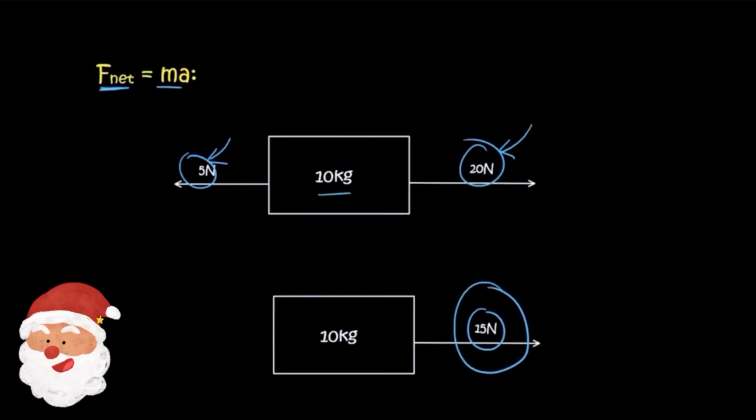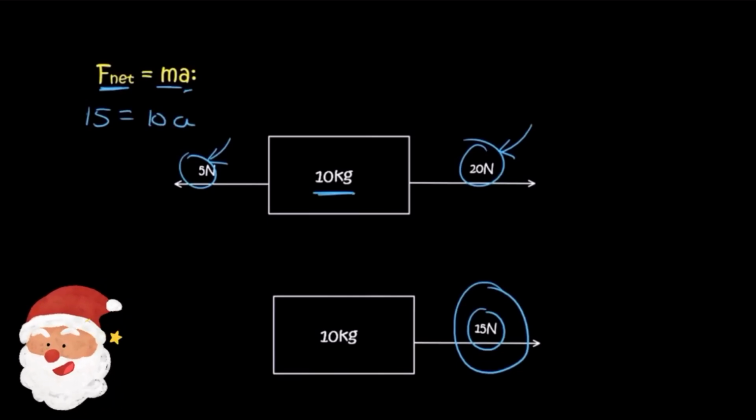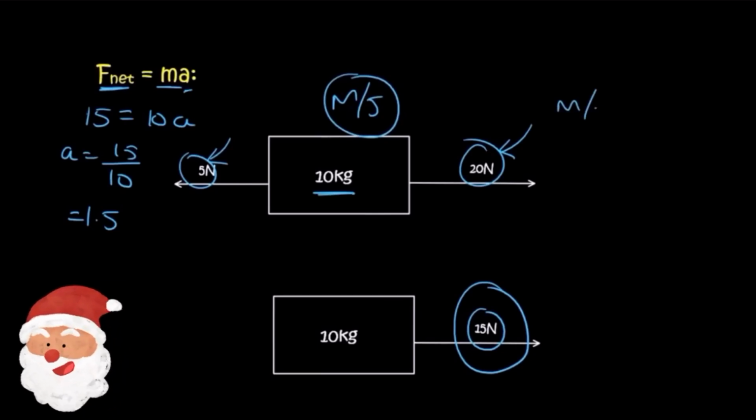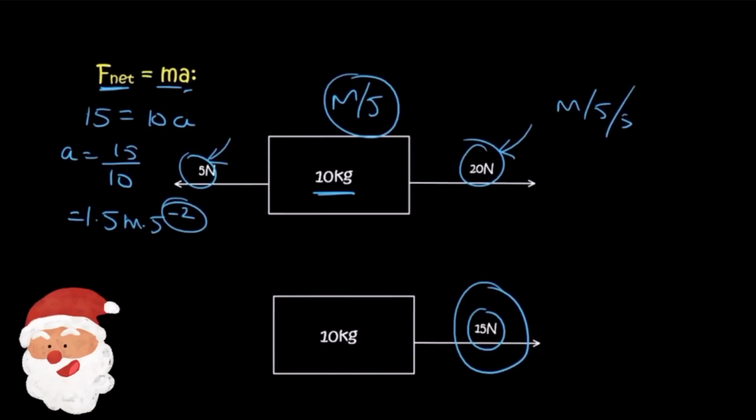m stands for mass, the mass of the object, and a is the acceleration. So if F net is 15 and the mass is 10, then we can work out the acceleration as 15 divided by 10, and that's going to give you 1.5. Now remember, acceleration is how much the velocity changes in 1 second. Velocity is measured in meters per second. So if you want to know how the velocity is changing in meters per second every single second, then acceleration is meters per second to the negative 2, because we're saying meters per second per second.